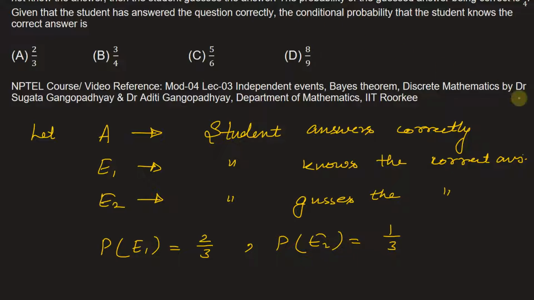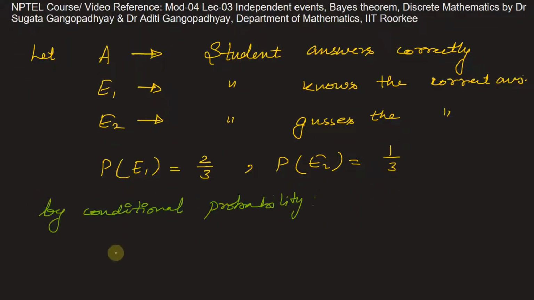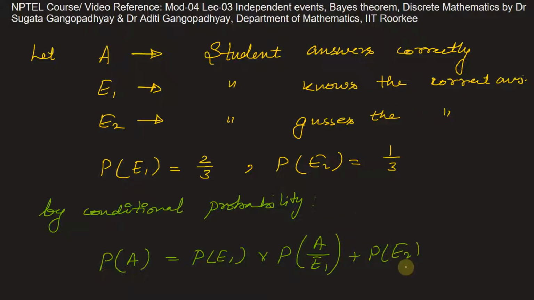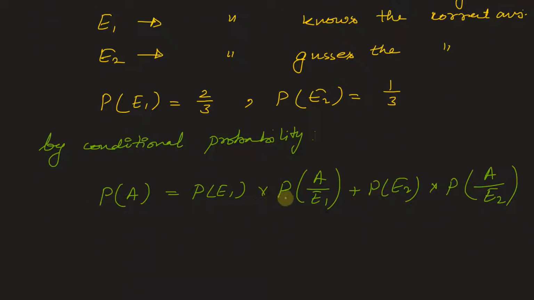Right? Now by conditional probability, we know that P(A), that is the student answers correctly, will be equal to P(E1) multiplied by P(A|E1). That means the student is answering correctly when he or she knows the correct answer. Plus P(E2), that means the probability that the student guessed the answer, multiplied by P(A|E2), the probability that the student answered correctly given that he or she guessed the answer. Okay, so this is how we write the conditional probability.